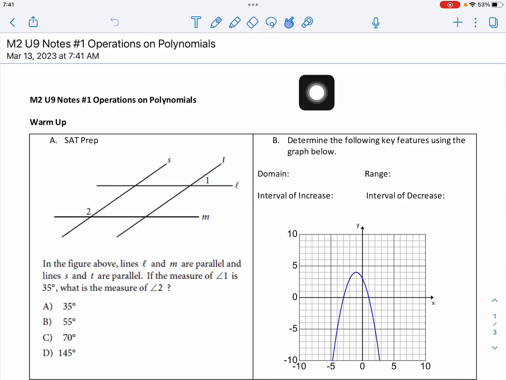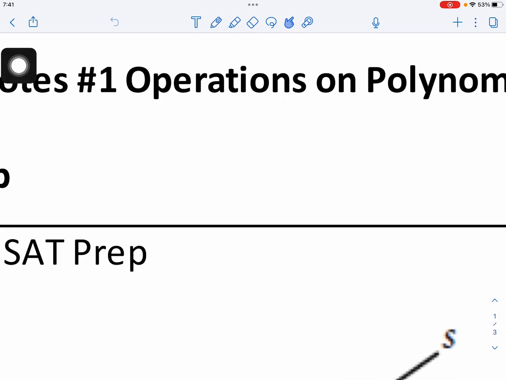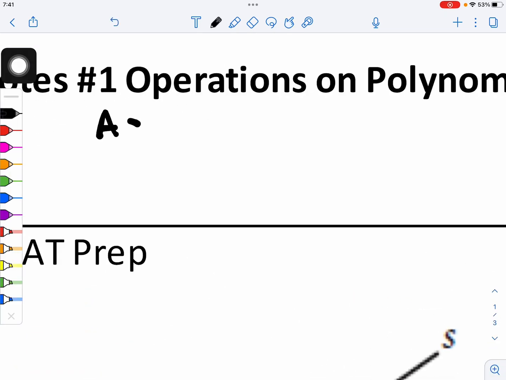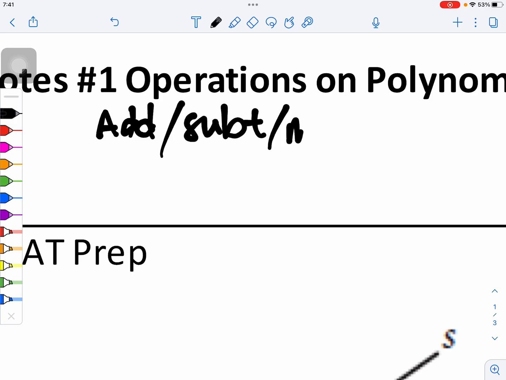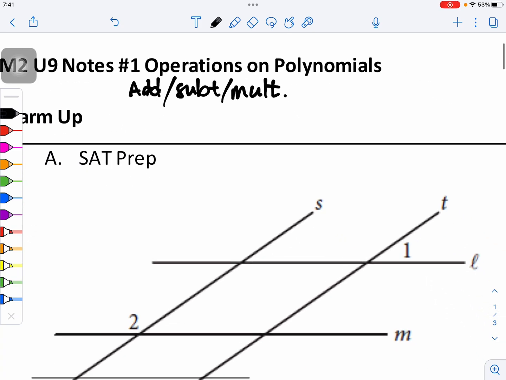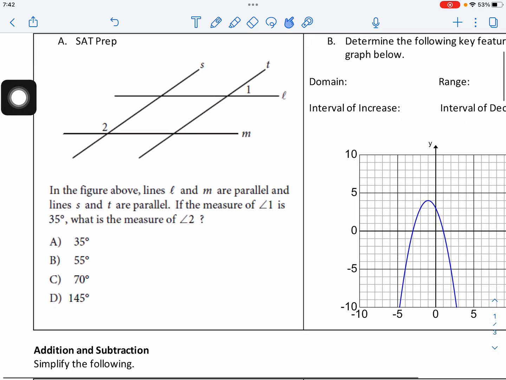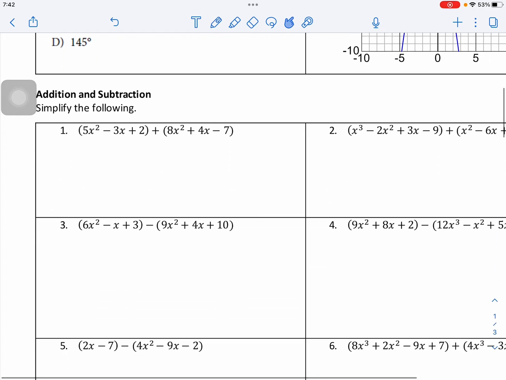Today we're going to be looking at operations on polynomials. Those operations are going to be addition, subtraction, and multiplication. A polynomial is an algebraic expression, numbers and variables and exponents, where the exponents are all positive integers, whole numbers. So let's start with addition and subtraction.